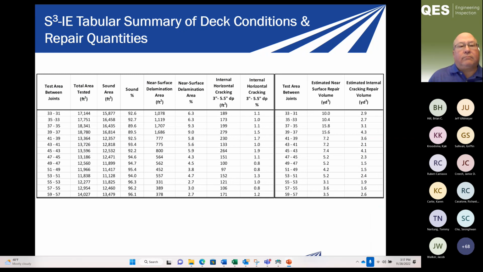We're also able to tabulate all that data. So in this instance, we tabulated between different joints, the joints for every other span. So we took each of those sections. We can tabulate, okay, this much percent was sound. This much was near surface delamination. And so you can get that tabulated result as well as the graphic result. From there, we estimated repair volumes. So assuming a repair 3 or 4 inches deep, this is how many yards of material you may need.